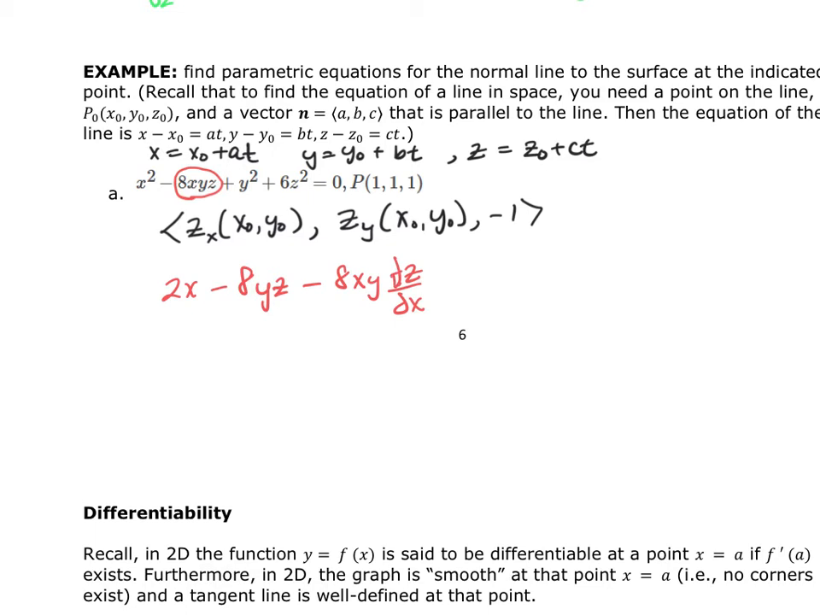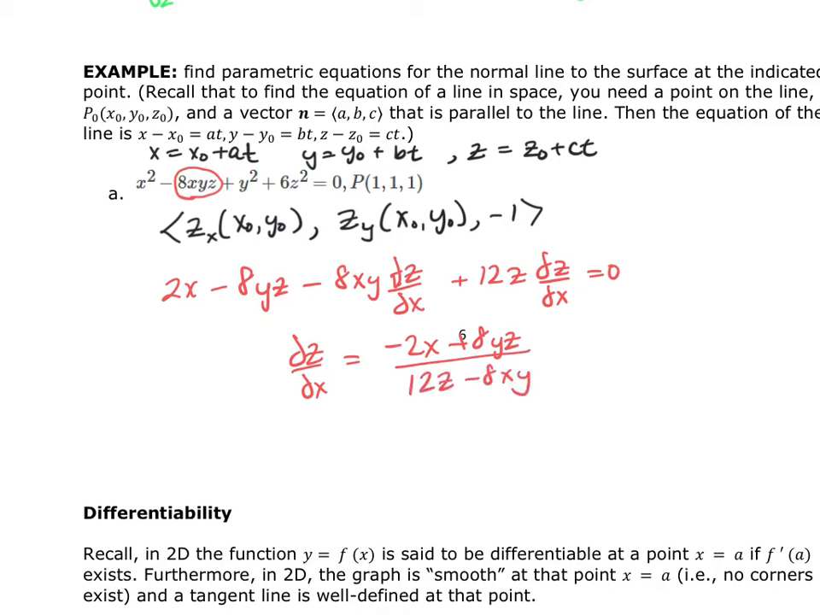The derivative of y squared is 0 because y is considered a constant at this moment. And then plus 12z dz/dx is equal to 0. So solving for dz/dx, I'm going to get negative 2x plus 8yz divided by 12z minus 8xy.